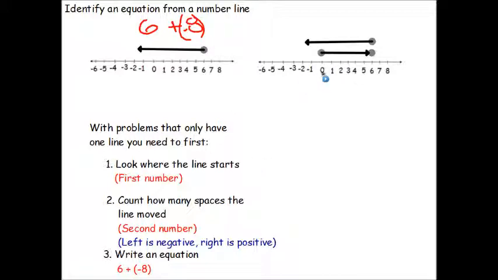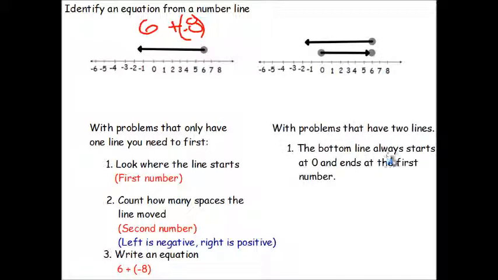So this one goes from 0 and ends at 6, and then it goes on a second line, from 6 and it goes to negative 2. So with problems that have 2 lines, the bottom line always starts at 0 and ends at the first number. So it ended at 6.